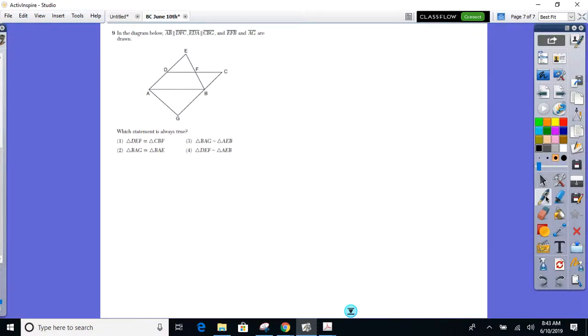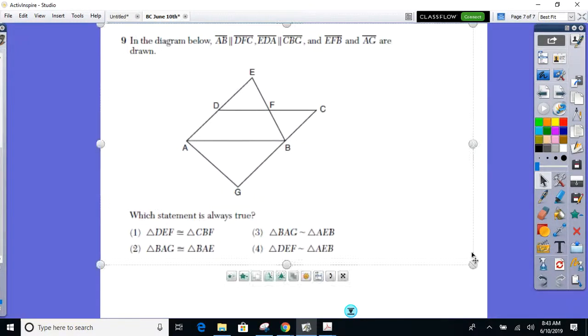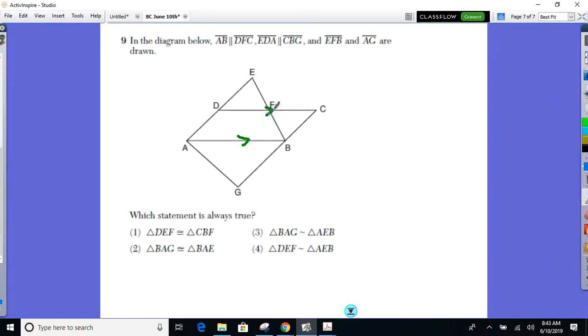Number 9, June 2018. All right, let's go, Meg, and everybody else. First thing here, I'm given AB is parallel to DCF, this whole line here. So I have different types of angles working there. I'm also told that EDA and CBG are parallel, and they're drawn in. Which statement is always true?